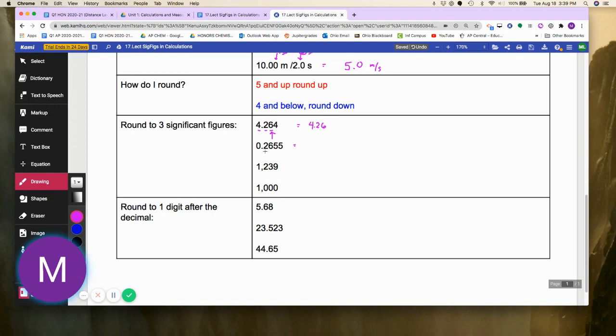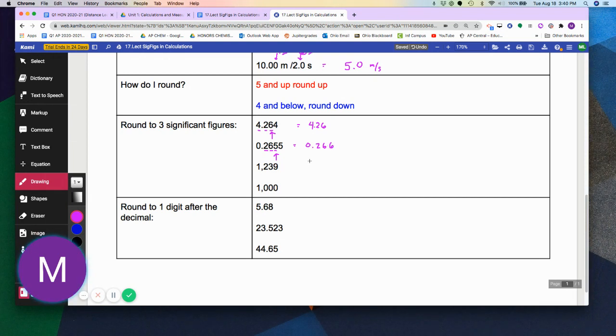Okay, so this one has 3 sig figs. 1, 2, 3. That's the third significant digit. So you go 2, 6. Because it's 5 and up, you round up. It would be rounded to a 6. That has 3 significant digits. Doing this one, 1, 2, 3, you round that number, 1,204, and then I put a 0 as my placeholder. This will give me 3 significant digits.